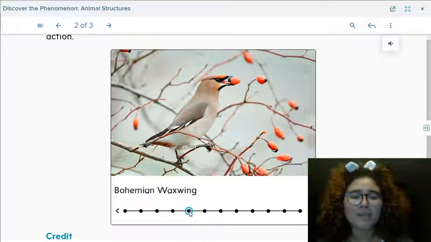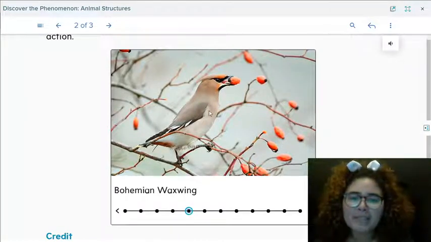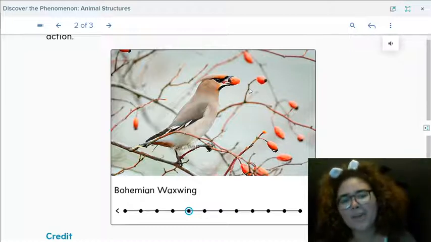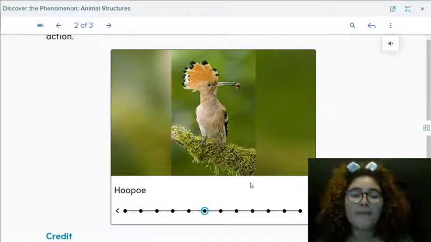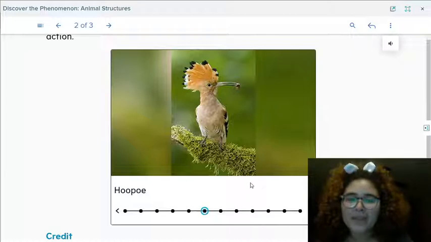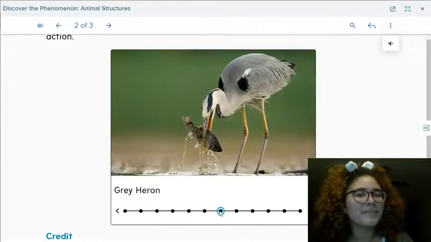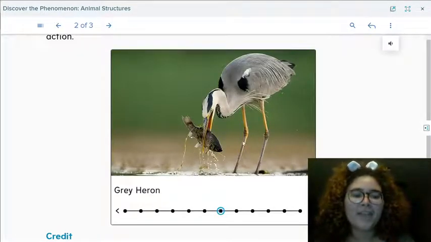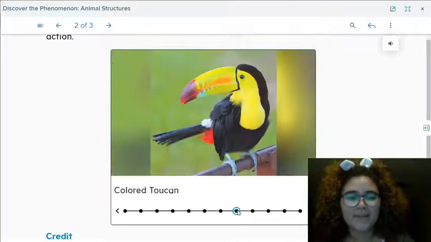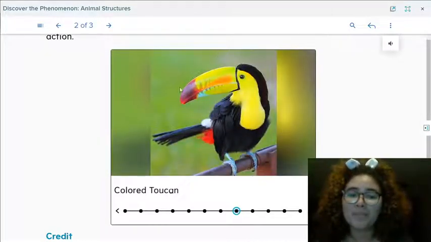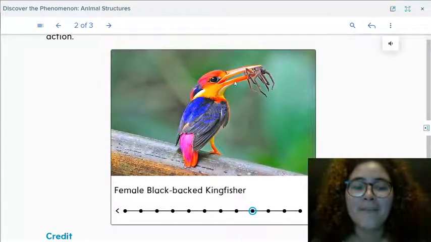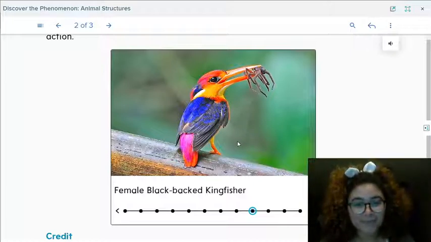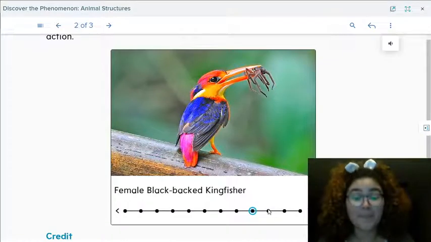The Bohemian waxwing. It has a little fruit in its mouth, right? But what is that, I wonder? What do we call that? And here we have a hoopoe catching something yummy for him in his... what is it? There we have the gray heron. The colored toucan. It's beautiful. I'm not gonna tell you guys. A female black-backed kingfisher with a spider. It must be very yummy for that bird.